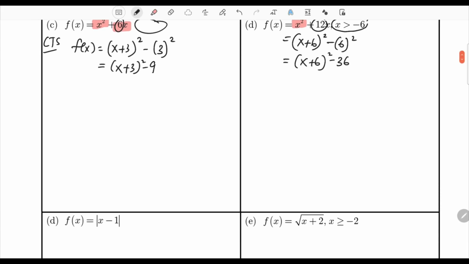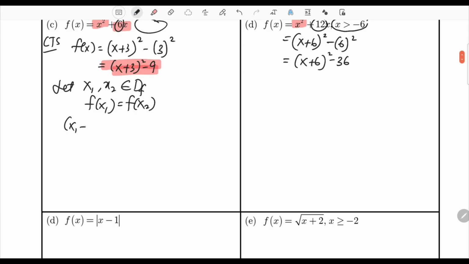Okay, we do C first now. Let x1, x2 be elements of the domain of f. So f of x1 equals f of x2. Substitute into the completing the square form. So we have x1 plus 3 squared minus 9 equals x2 plus 3 squared minus 9. Minus 9, done. So we are left with x1 plus 3 squared equals x2 plus 3 squared.